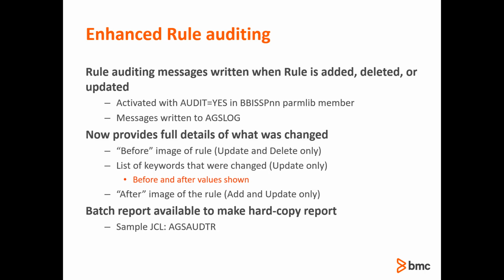As already mentioned, the new feature provides full details of what was changed. For example, for an update operation, the audit shows the before image of the rule, followed by a detailed list of each updated keyword in the rule, and then lastly, an after image of the rule is shown. Other operations have a varied content appropriate for the operation type. For example, add will only have the after image. There is also sample JCL provided to get a batch report of the auditing messages.